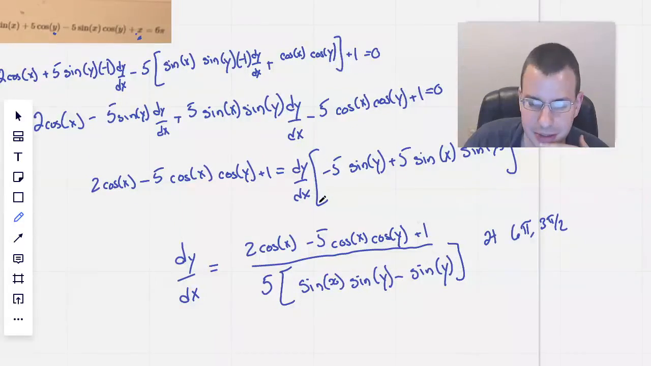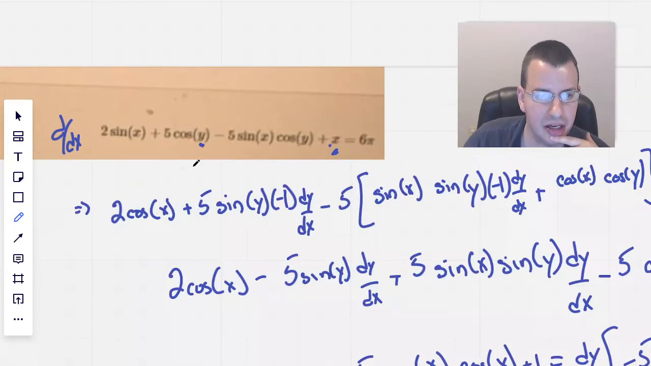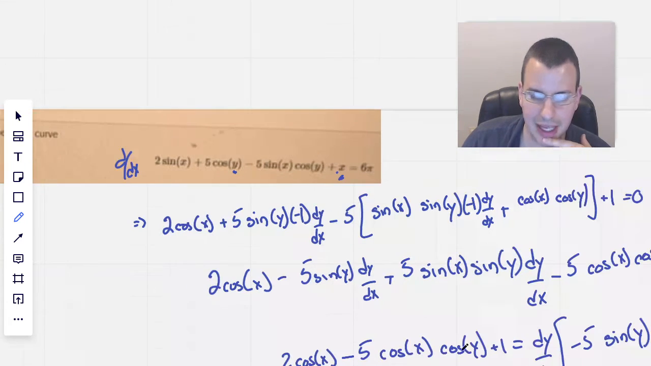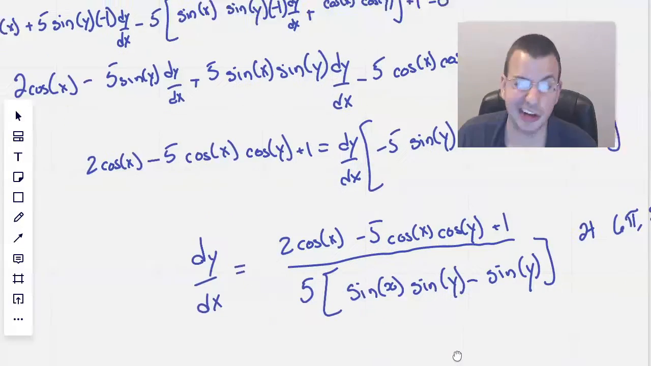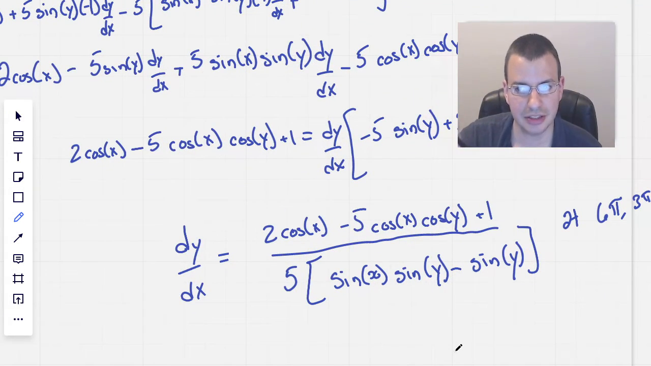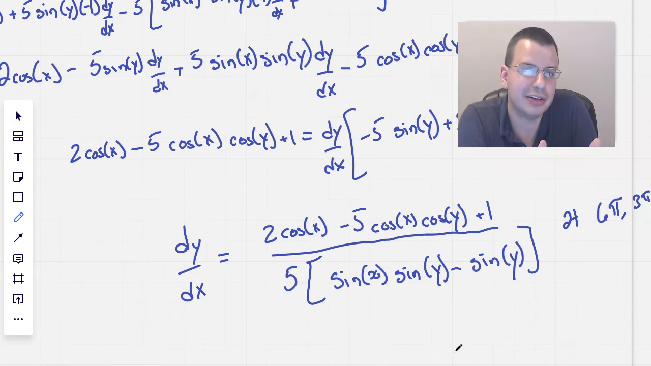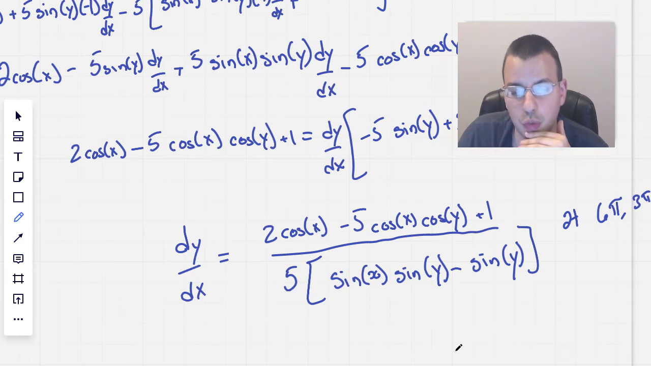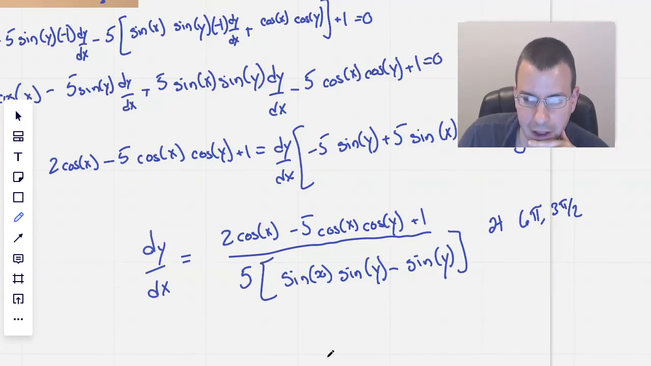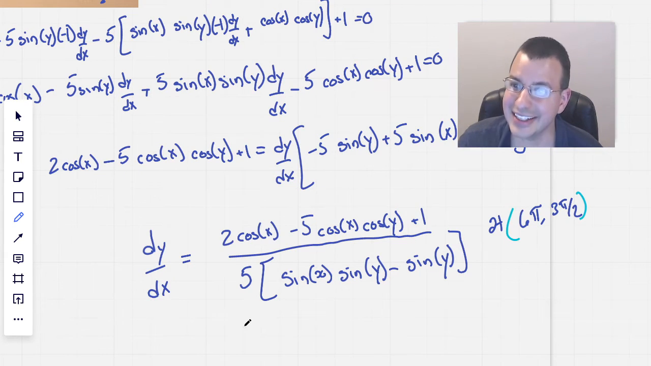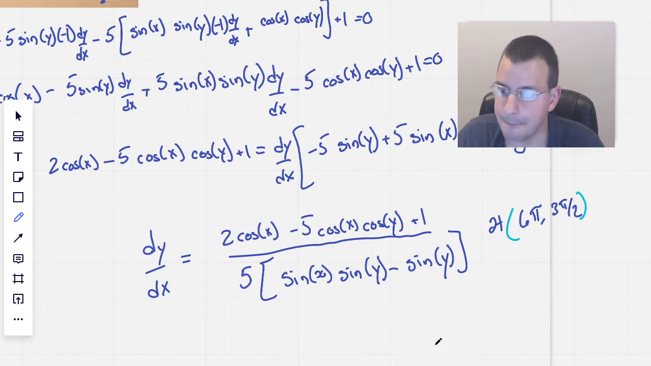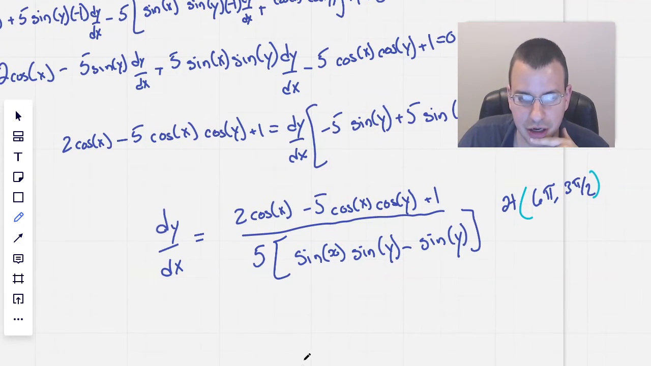Okay, if I plug in 6π, that could be a pain. Yeah, I don't gotta do that. I'm going to assume that the point they gave us is actually on the graph that they gave us. If I had more time and I was a better person, I would check. Alas, I am not.